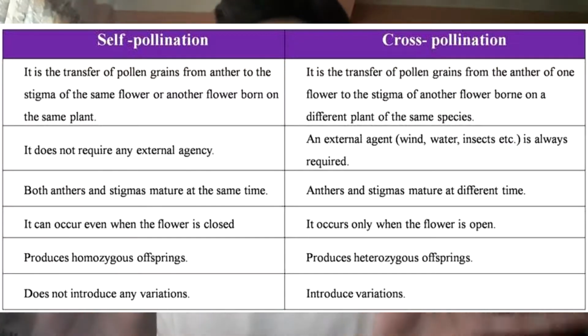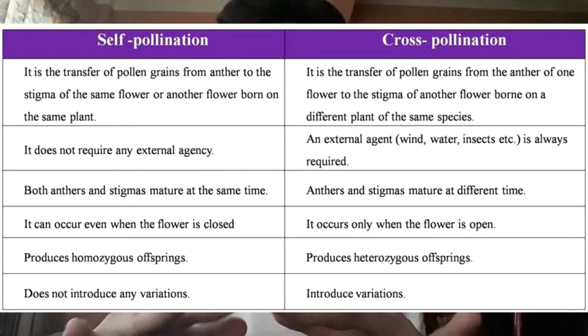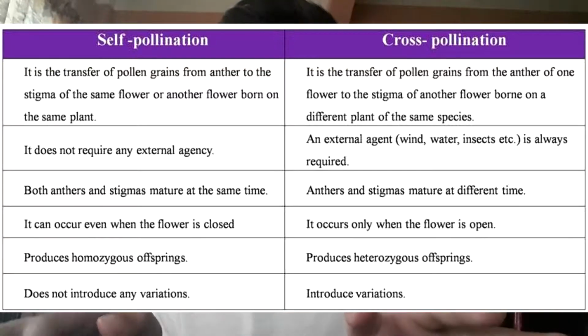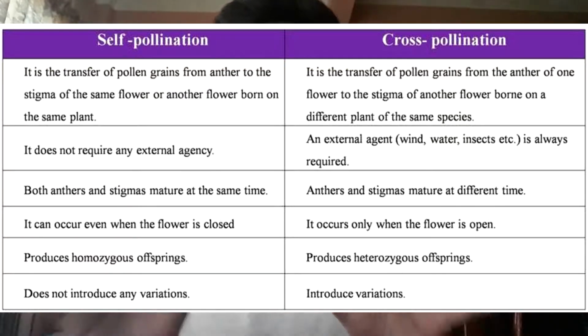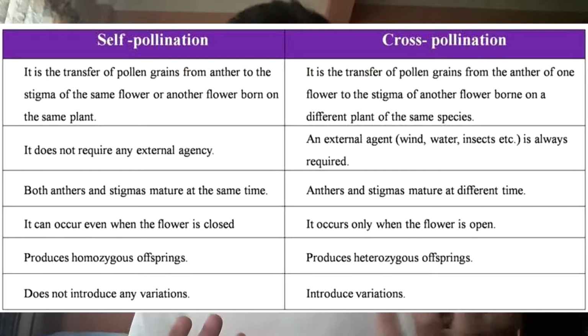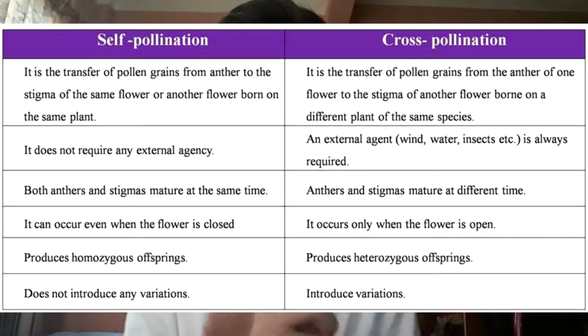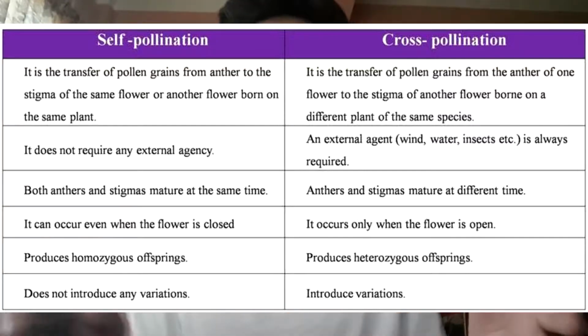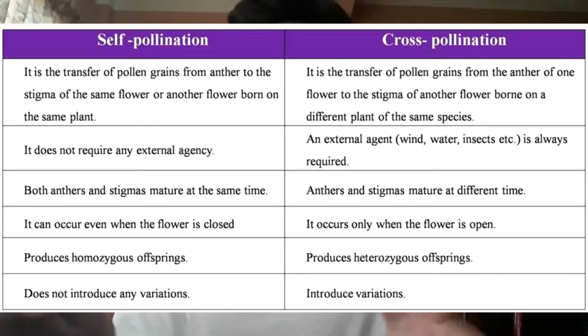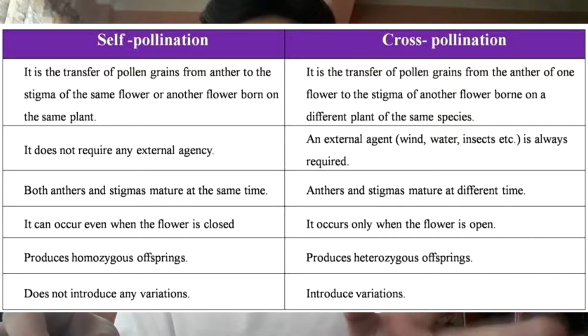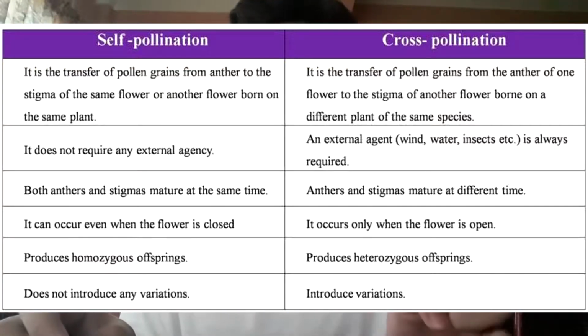Another one, self-pollination does not require any external agency, but cross-pollination always requires it. The agents are, for example, wind, insects, etc. In self-pollination, both anthers and stigmas mature at the same time, while in cross-pollination, anthers and stigmas mature at different times, not at the same time.